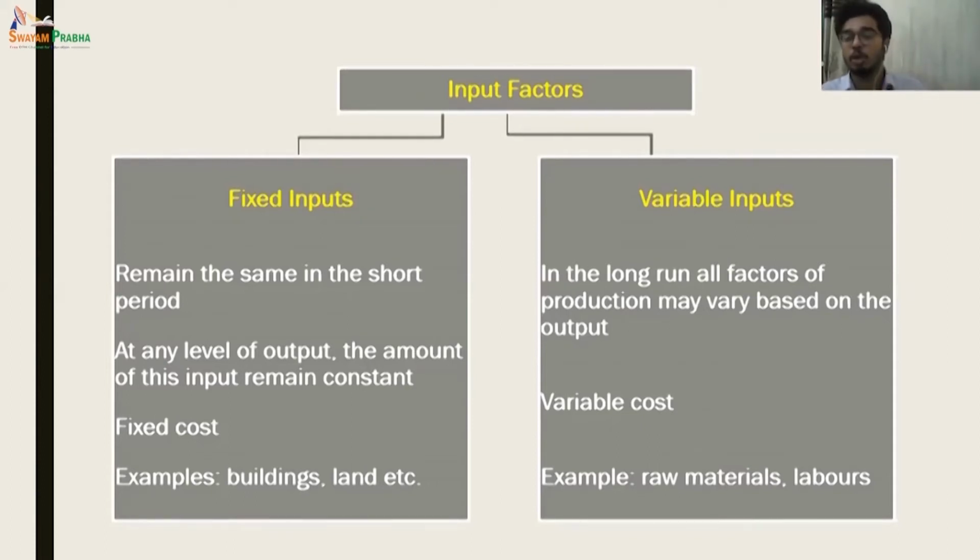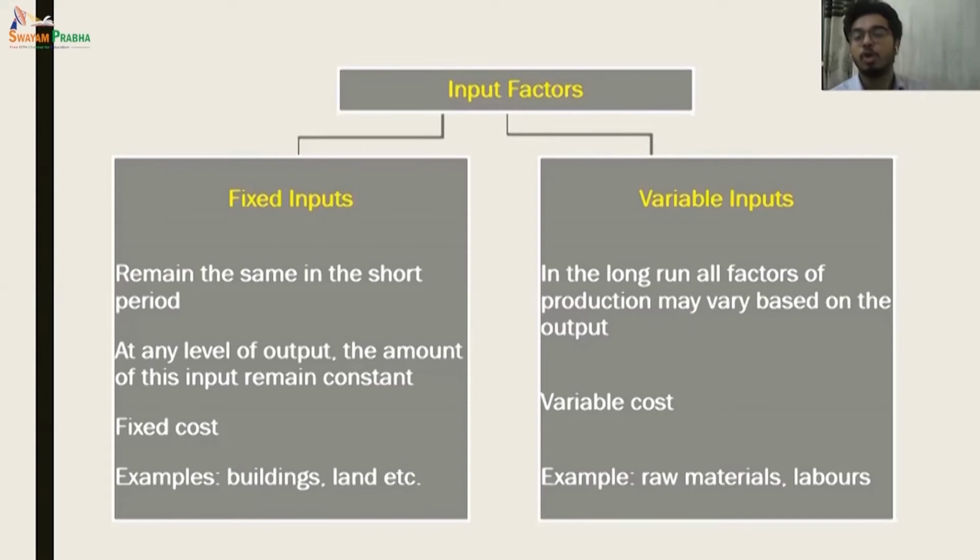Whereas with the variable input, in the long run, all factors of production may vary based on the output. If the output is increasing, you can change the number of inputs. If the output is decreasing, you can also change the number of inputs. So all the inputs vary with the output, right? And hence all the costs associated with those inputs, that means the price for those inputs, you are buying or taking those inputs on rent, so you are paying something, right? Whenever you are paying to get those inputs for your production, they are your variable cost, right? Which changes with output. We'll discuss more about variable cost and fixed cost in our next to next class, when we'll be discussing cost as a part of theory of the firm.